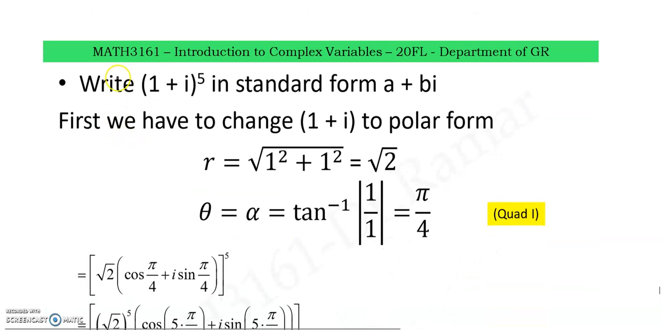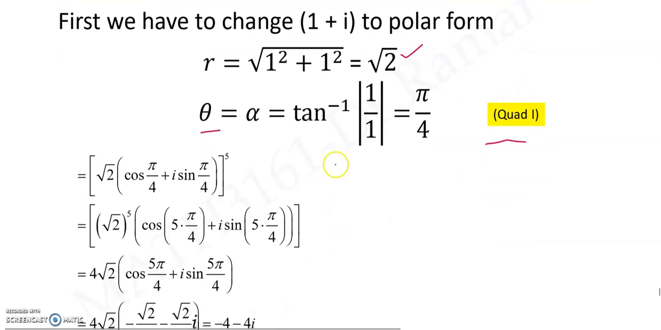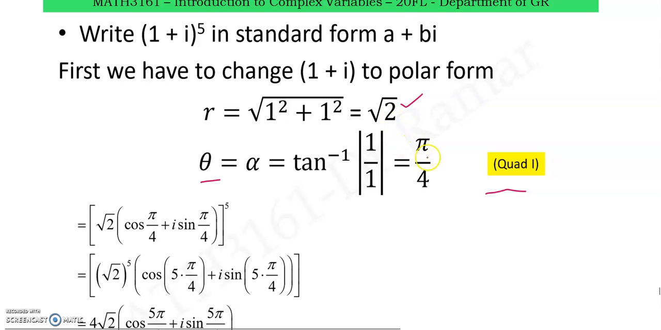Similarly, write 1 plus i to the power 5 in standard form a plus bi. Now this is the Cartesian form, so first we have to change it to polar form. To do that, first we find the modulus, that is root 2. Then theta is pi over 4, because the number is in the first quadrant as both parts are positive. So r is root 2 and theta is pi over 4.